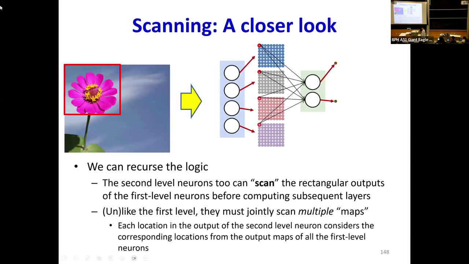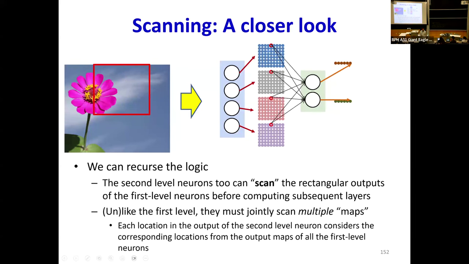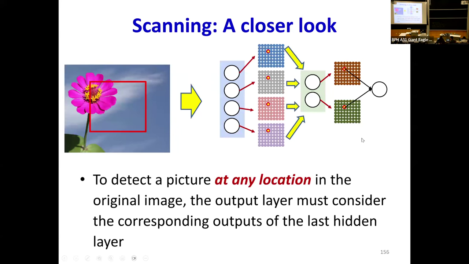Now I can recurse the logic. If the first layer neurons have all scanned the input and arranged their outputs in a pattern, now the second layer neurons can do the same thing, right? Except observe that the second layer neurons are actually looking at one position from the maps produced by each of the first layer neurons. They're simultaneously looking at all of the first layer neurons. And then, if I want to find out if there is a flower over here, I just have to look at the outputs produced by the second layer neurons when they were analyzing that position, which in turn is being obtained by reading the outputs of the first layer neurons in these positions. And so we're guaranteed that the entire network is now analyzing the window shown, right?